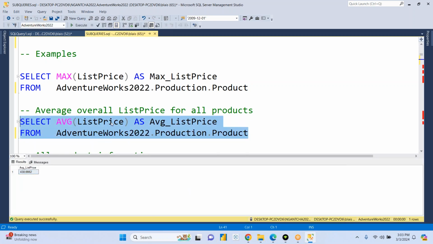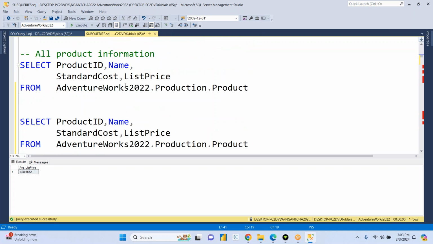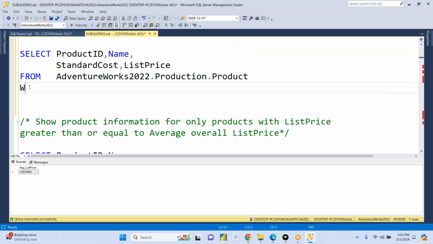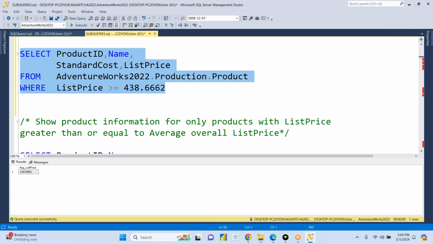See, if this question was asked and the value was given, then you just put the where clause and you point to that value. What's the question? It should be greater than or equal to the average. So where the list price is greater than or equal to average list price. That's what we've coded. This is static coding.